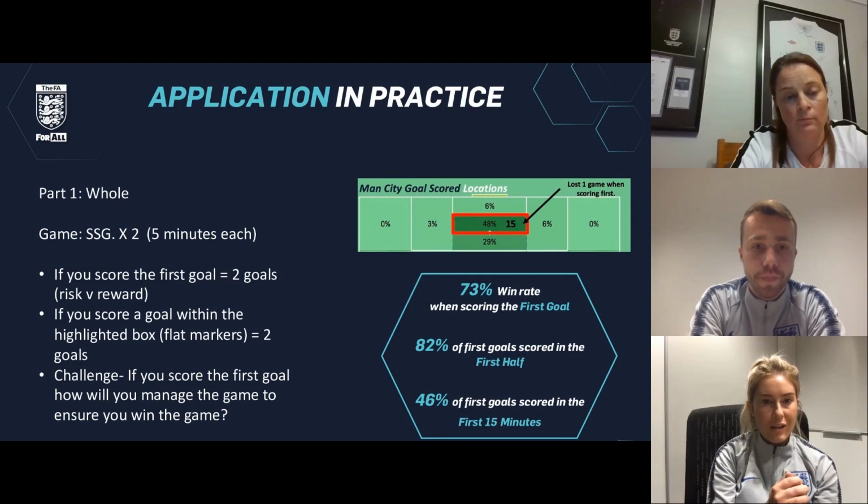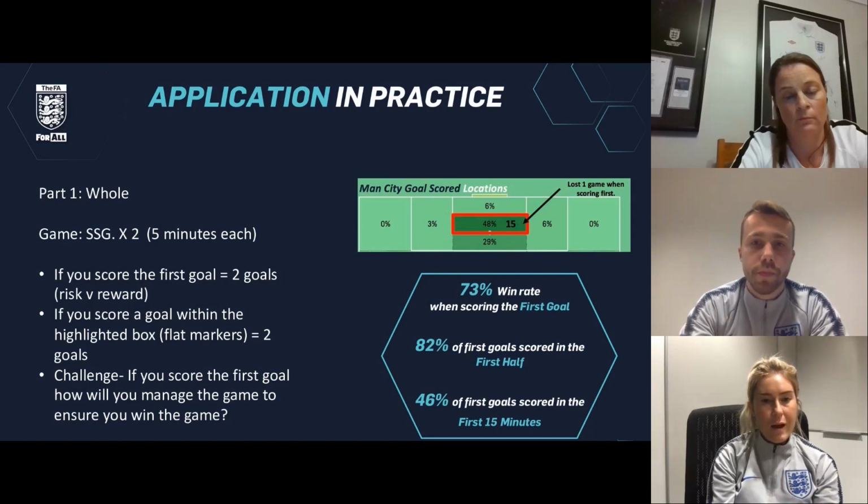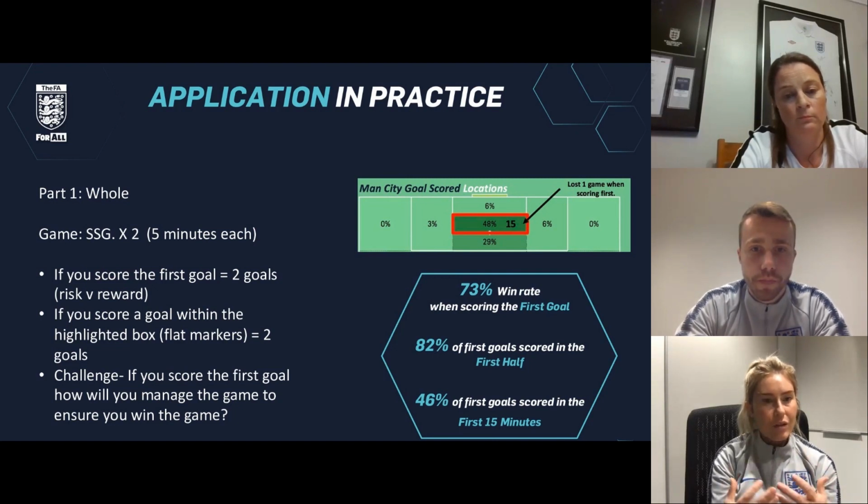So you can see there Man City's goal locations and how often they lost a game when they scored that first goal. The win rate when you score the first goal, the importance of the first goal. I start to think about how can we start the practice off where we're really starting to get players to consider that, but also increase the intensity. And I know there was a question in the chat box about increasing that intensity early doors. So a little bit of a small-sided game.